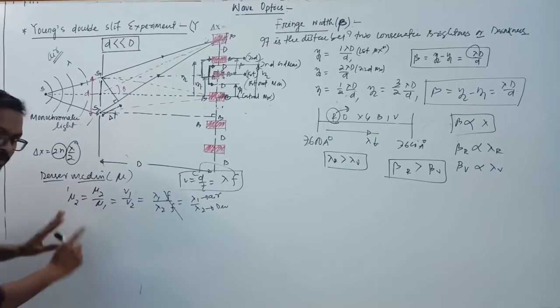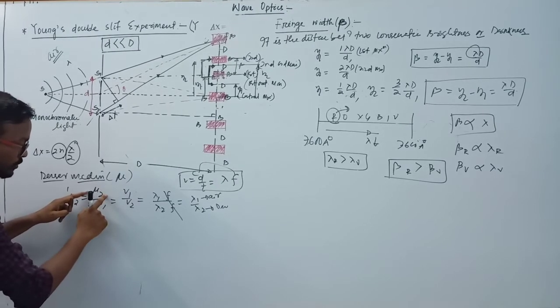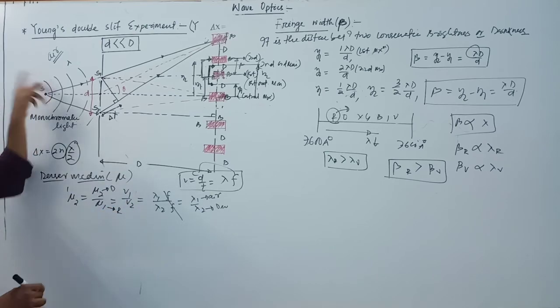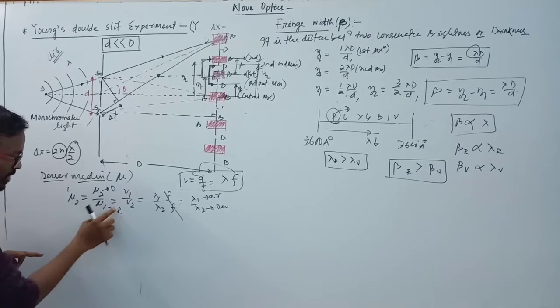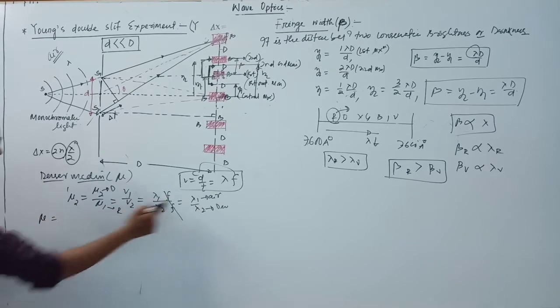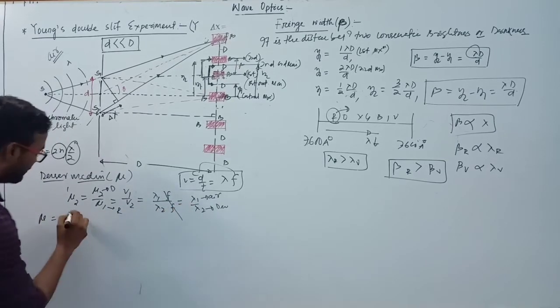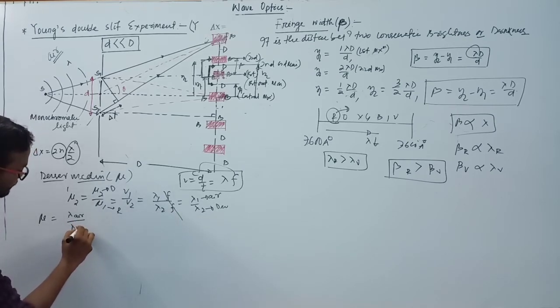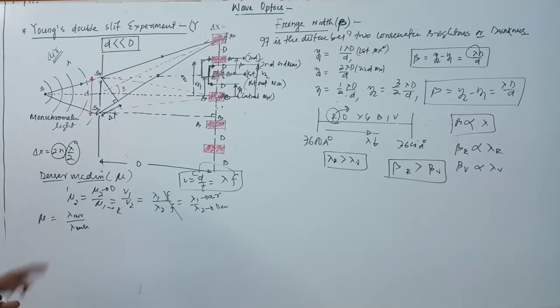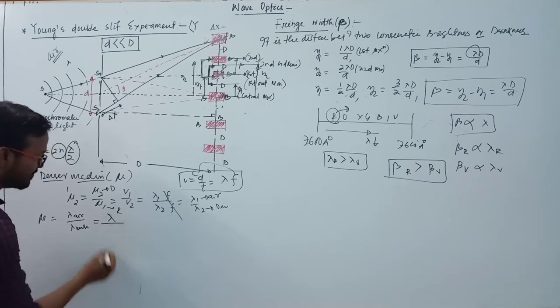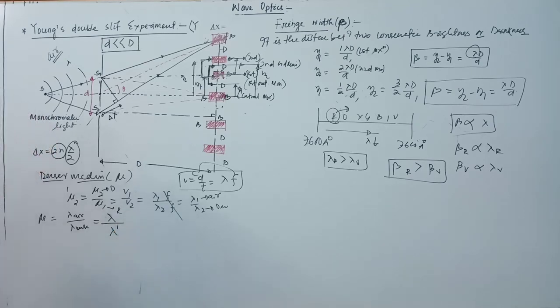So you can write mu 2 by mu 1, but mu 2 means the denser medium here, and mu 1 is the rarer medium, means the air medium. So you can write simply, rarer medium has refractive index 1, and the denser medium is mu. So you can write here mu, which is equal to lambda for the air medium divided by lambda for the denser medium. Clear? Or we can write simply, because we already use lambda for the air medium, lambda dash for the denser medium. Clear? And this is the refractive index.